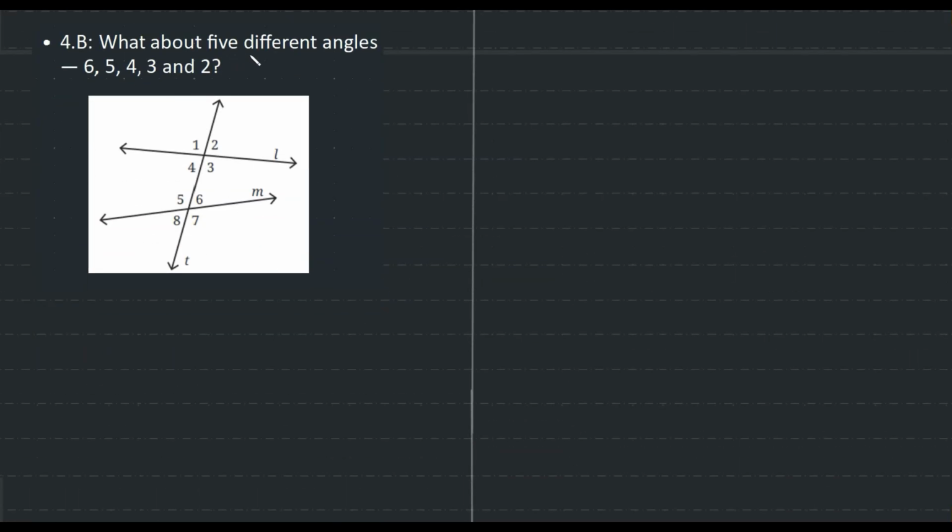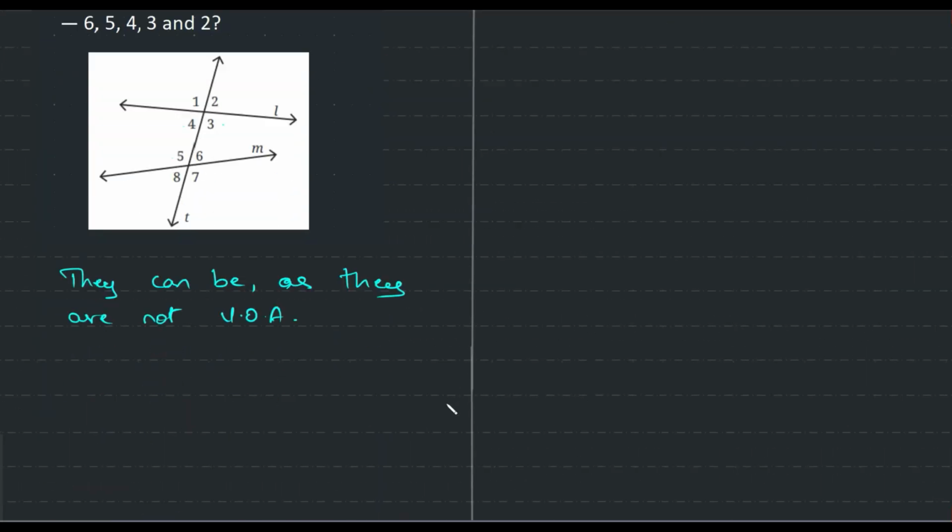What about the angles 5, 6, 4 and 3? Can they be different? Yeah, they can be, as they are not vertically opposite angles. Okay, so that's that. I think I don't have anything more.